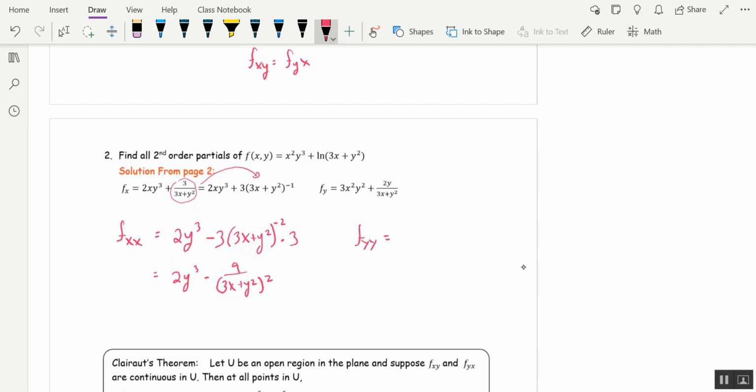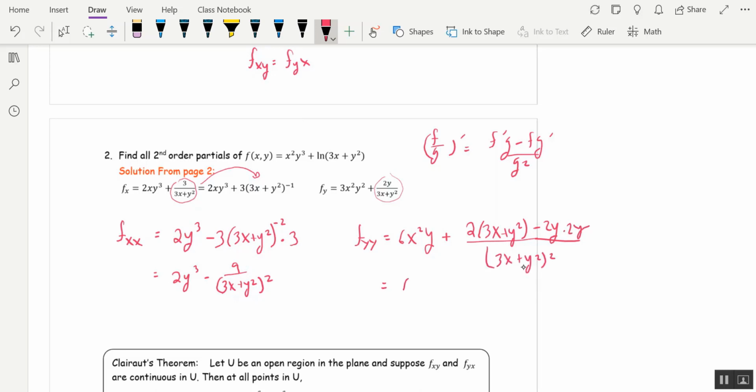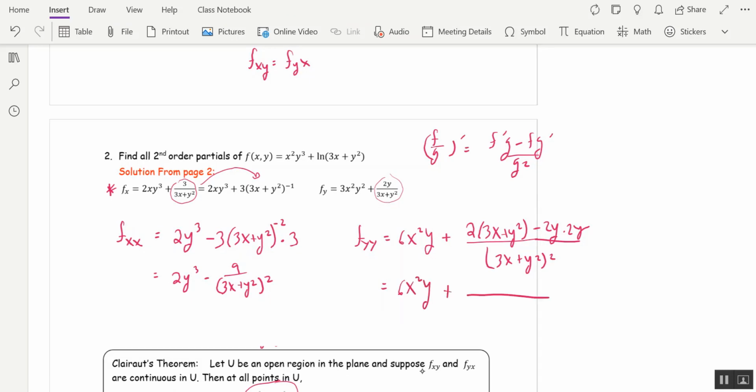Okay, f sub yy, I can rewrite this like I did before, but it's really not going to help. I need to use the quotient rule, so I may as well use the quotient rule. Let me remind you of the quotient rule. f over g prime is f prime g minus f g prime over g squared. So f sub yy is going to be 6x squared y plus, I'm going to have a big fraction. I want the partial with respect to y of the top, which is 2, and then I multiply by the bottom, and then I subtract the top function, 2y, times the derivative of the bottom with respect to y, that would be 2y, over the denominator squared. Okay, let's clean that up. 6x squared y plus 6x minus 2y squared all over (3x plus y squared) squared.